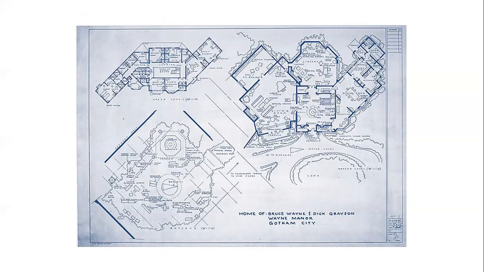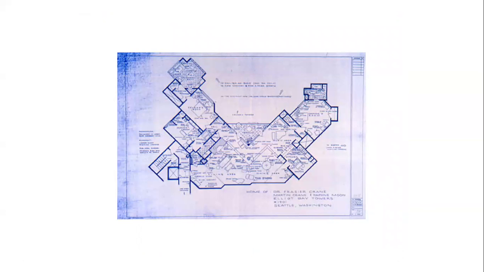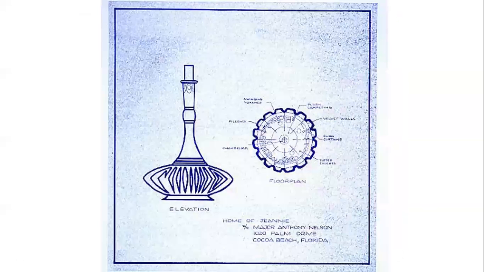Batman, Bruce Wayne Manor, Wayne Manor. Looks like he included the Batcave over here. Frasier, if you've seen Frasier, they lived in Seattle and they had a large condominium also. So here's his blueprint. I Dream of Jeannie was about a genie that lived in a bottle that an astronaut found. And so this is the bottle that she lived in when she wasn't out wreaking havoc.